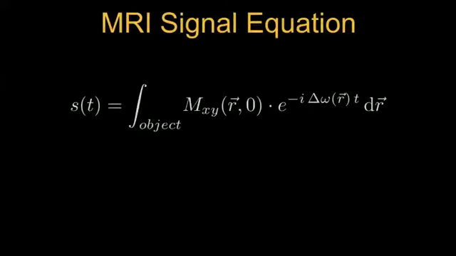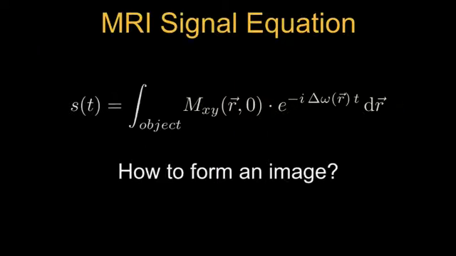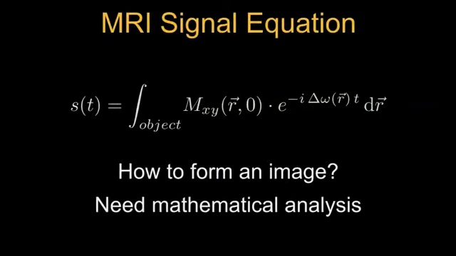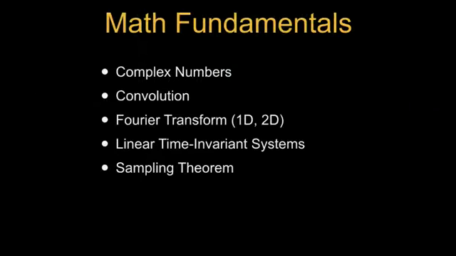Okay. So at the end of our derivation, this is what we have. The big question is, how do we form an image? And we need math. And in your book, the textbook, chapter 2, actually, it lists the math that is required for MRI, and I will go through some of the main ones.